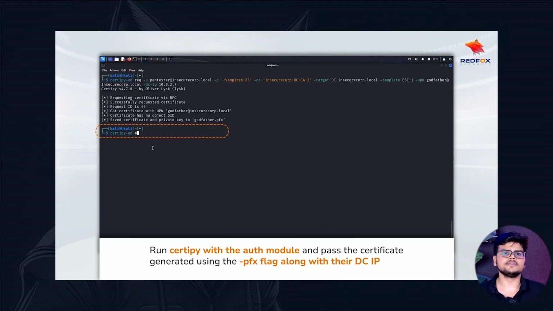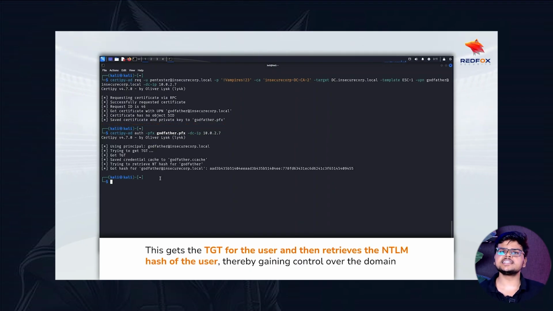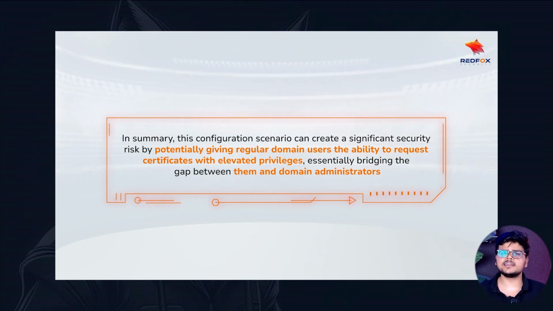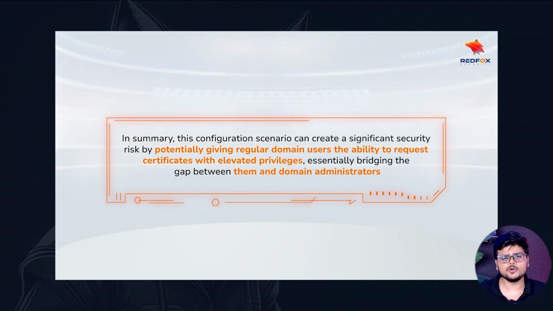Run Certipy with the auth module and pass the certificate generated using the -pfx flag along with the DC IP. This gets the TGT for the user and then retrieves the NTLM hash of the user, thereby gaining control over the domain. In summary, this configuration scenario can create a significant security risk by potentially giving regular domain users the ability to request certificates with elevated privileges, essentially bridging the gap between them and domain administrators.